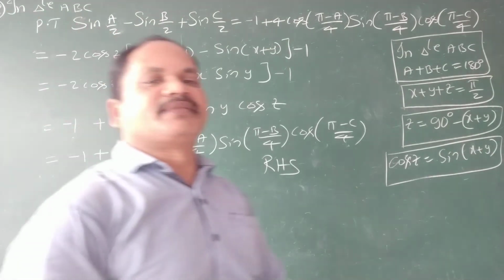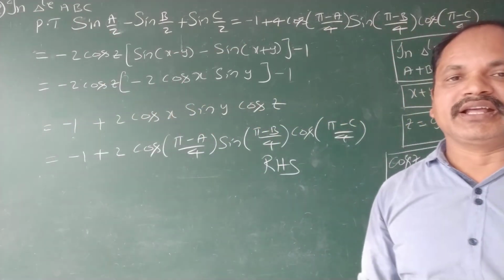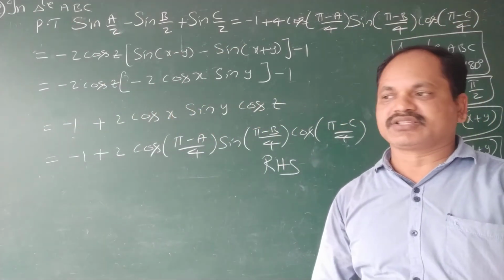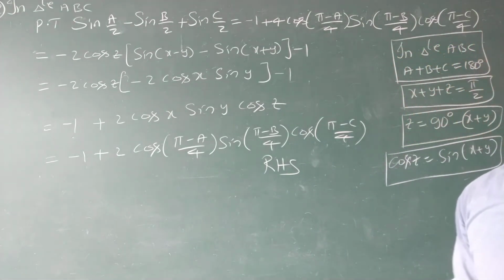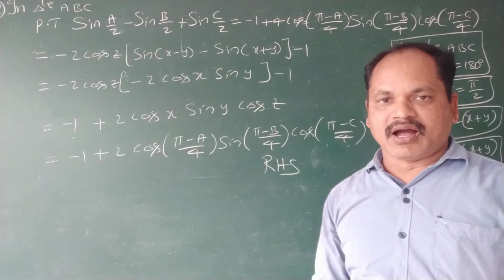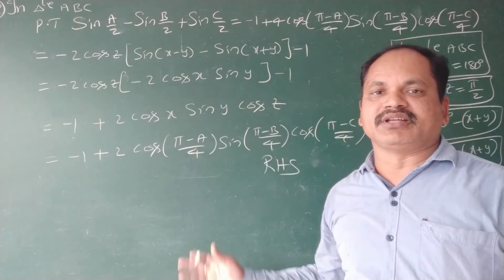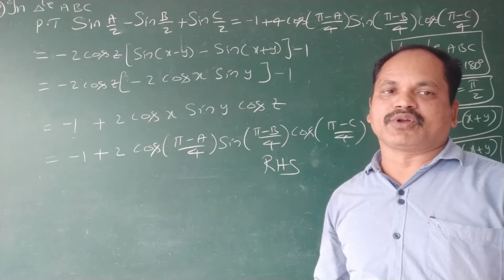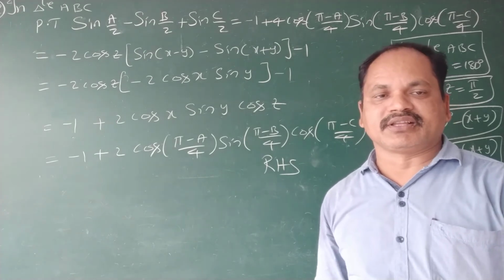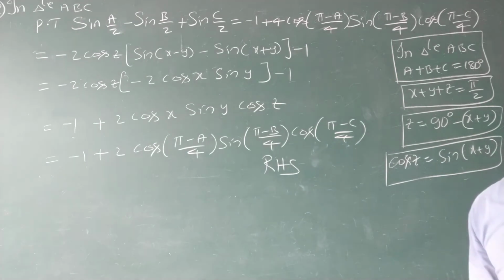This method is a little bit lengthy, but it is very easy. That's why this is the most useful method, and this is the most important question for 7 marks in the IP board exam, especially this model. Now we are going to the second method. This is the first method.